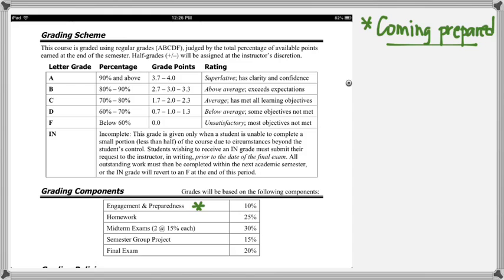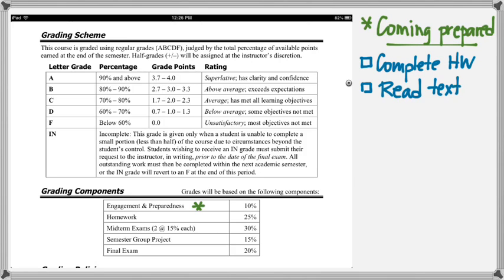In order to make that successful, however, I hope that you'll come prepared to each class meeting. So what does that mean? It means that, first of all, you've completed the homework from the previous class meeting, and then after you've completed the homework, that you read the section of the text that the next course will be on. So you'll be looking ahead, reading in the textbook.